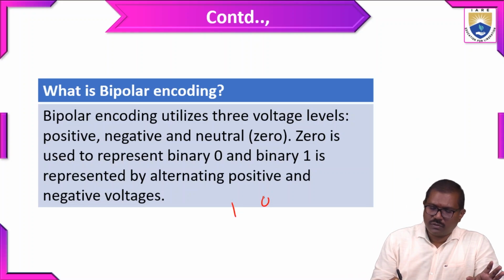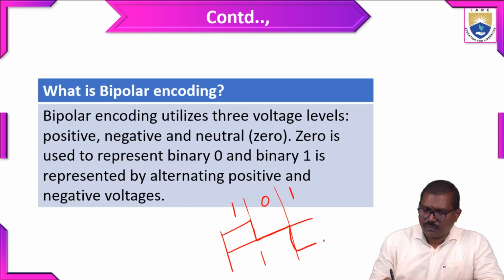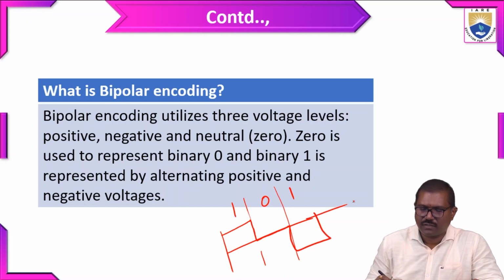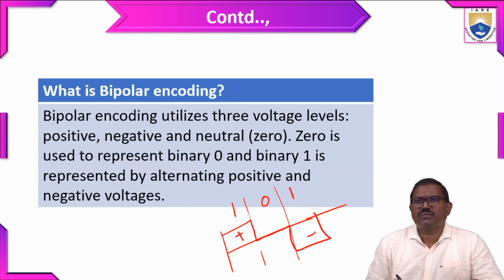So for example, this is 101. You can see this is positive and this is negative. Bipolar, two polarities, for which symbol? Symbol 1. For symbol 1, we are providing 2 polarities. For symbol 0, there is no signal. Simply it is 0.